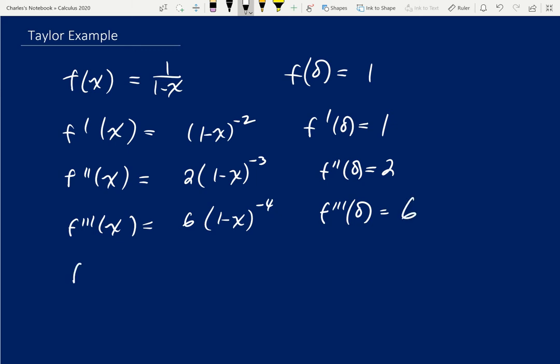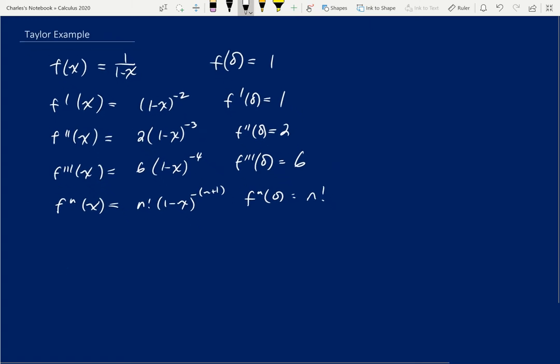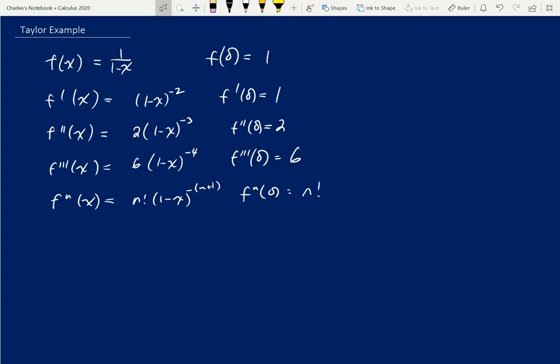If I think of the nth term, the general term, at x, what am I going to have? I'm going to have n factorial times 1 minus x to the negative n plus 1. And if I think of f^(n) of 0, I'm going to get n factorial.